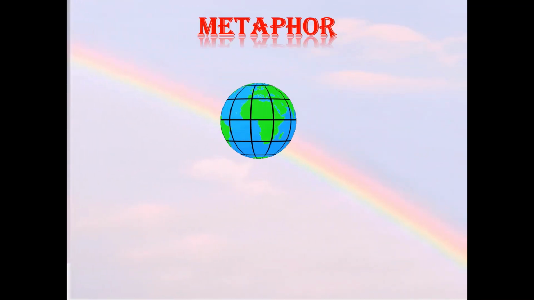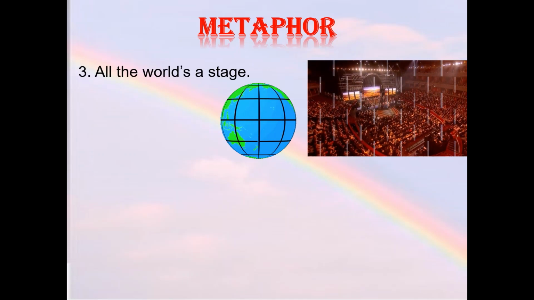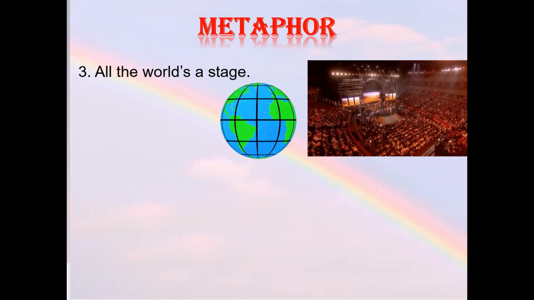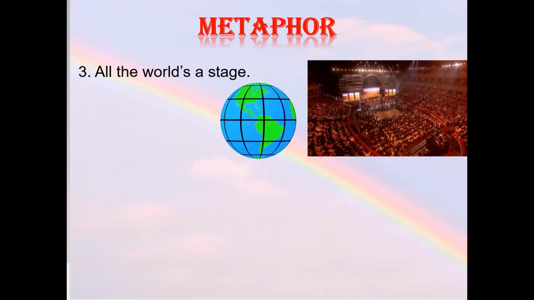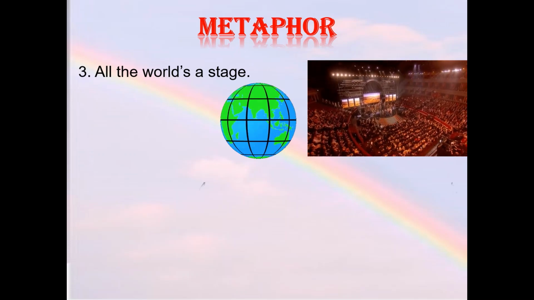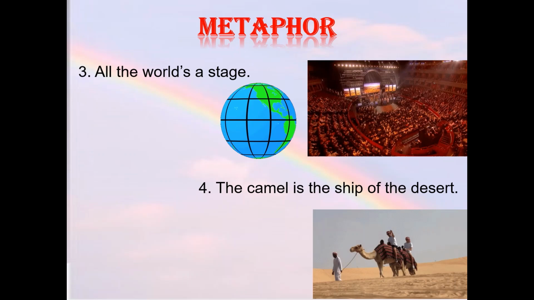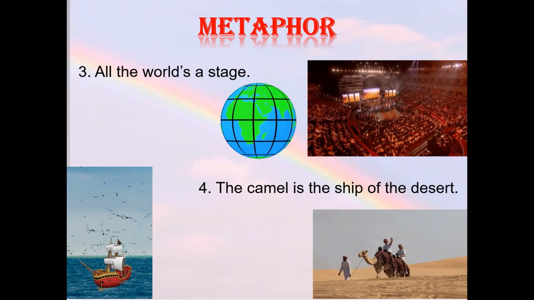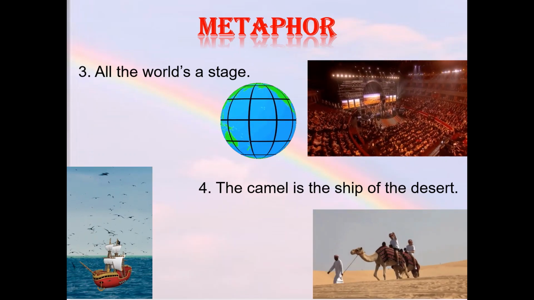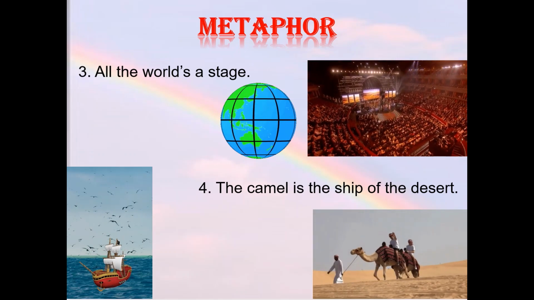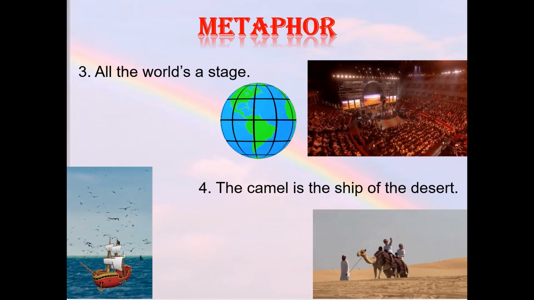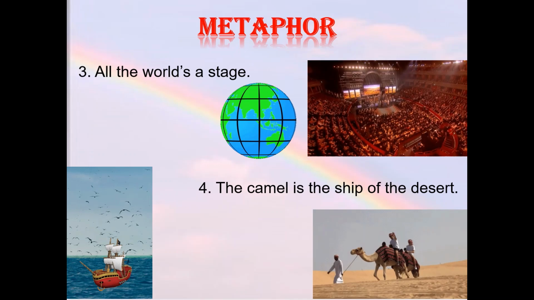Now let us look at some more examples. All the world's a stage. In this sentence, there is an indirect comparison made between the world and the stage. Let us take another example. The camel is the ship of the desert. In this sentence, the role of a camel is compared to a ship, as there are no other means of transport in the desert. I hope students you are now clear with metaphor.